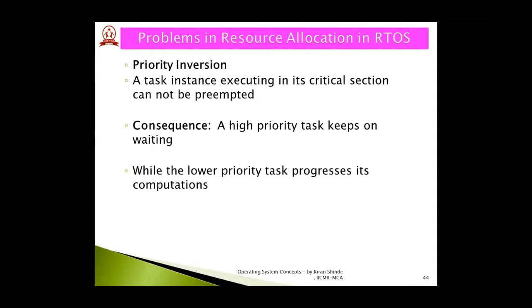Now, first of all, we will discuss the two main problems of resource allocation in RTOS, that is priority inversion, and second is unbounded priority inversion. So first of all, let us try to understand what we mean by priority inversion.